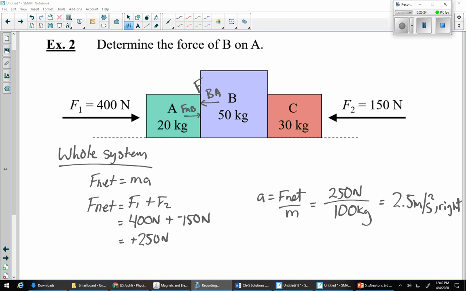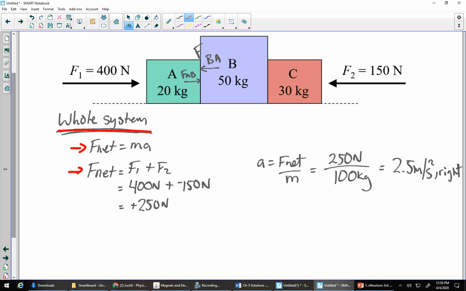All right, so depending on where you're at, I'm hoping that you got the acceleration. Again, this is for the whole system that we've got here, for everything that we see here. So I know that the net force is mass times acceleration, and I know that the net force is the sum of all the forces. So my first step is I just solve for the net force. Sum of all the forces, just add up all of the forces, keeping in mind direction.